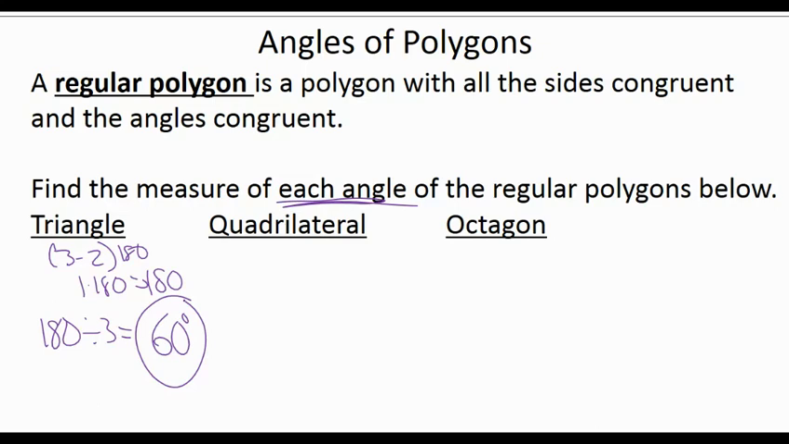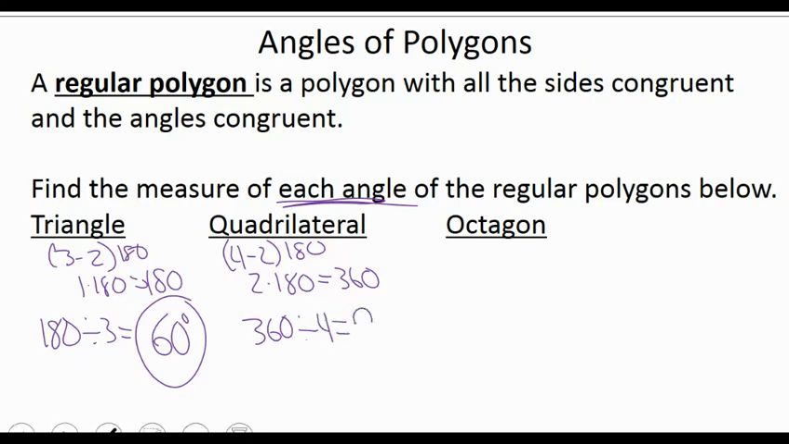So what about a quadrilateral? Quadrilateral has four sides. So 4 minus 2 times 180, that would be 2 times 180, which is 360. So I know the four angles of a quadrilateral add up to 360. It wants to know what each angle of a regular quadrilateral is. So I'm going to take 360 and divide it by the four angles that a quadrilateral has. I do that, and I figure out that each angle of a regular quadrilateral is 90 degrees.